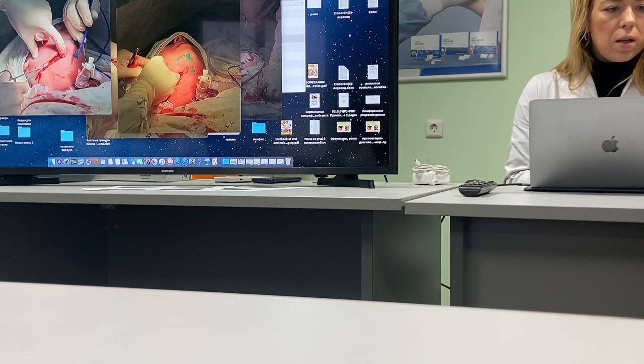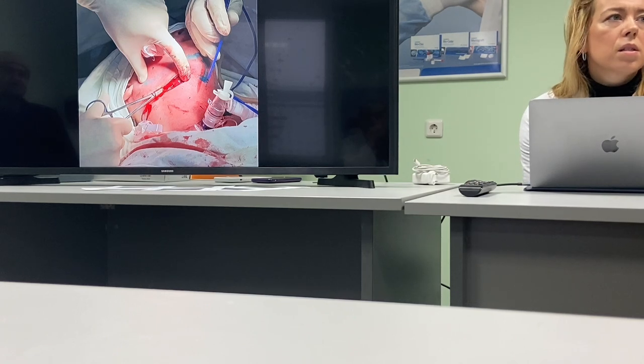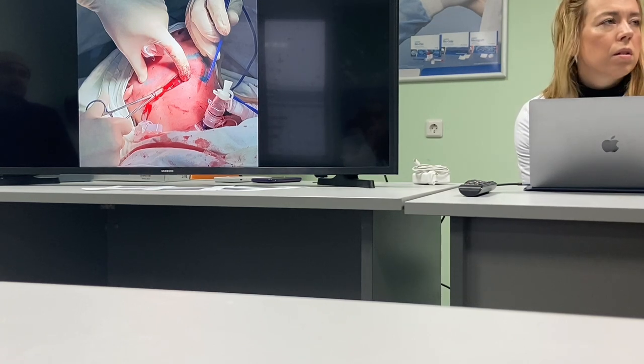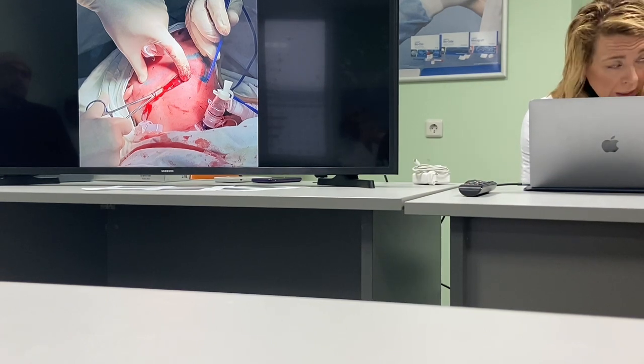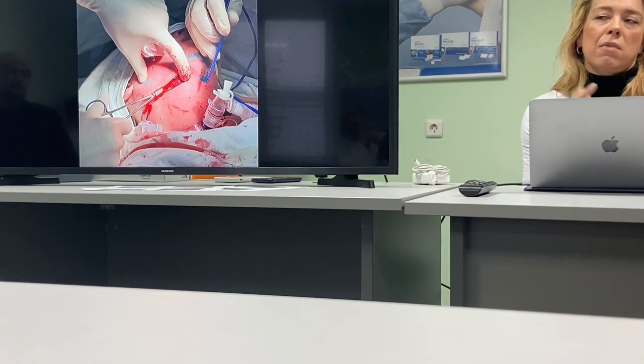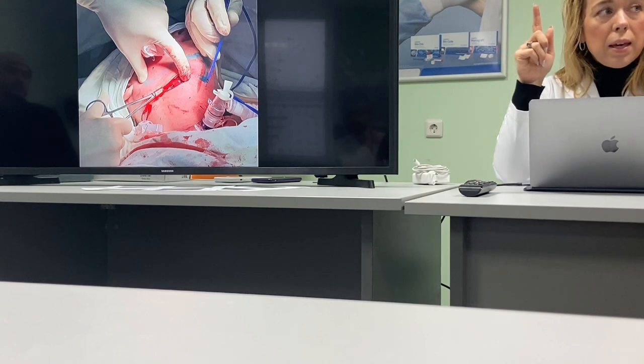Yes, this one, how we did their insertion. Can you see how it looks? What tissues we need to cut? Skin. Fat. Then it depends on the area.